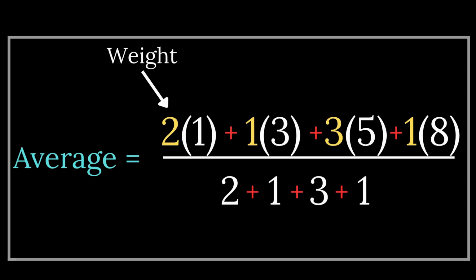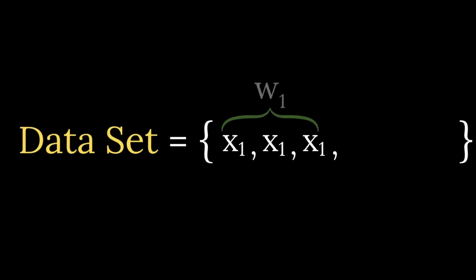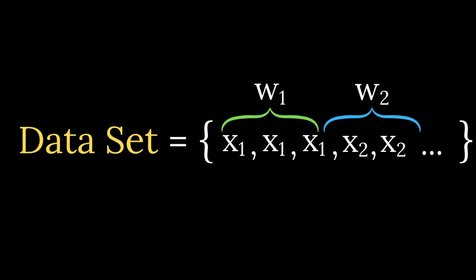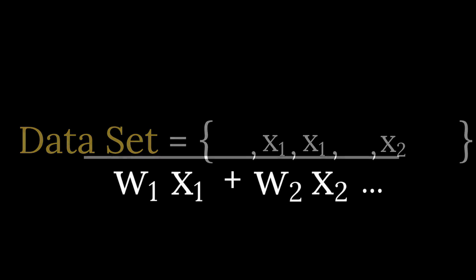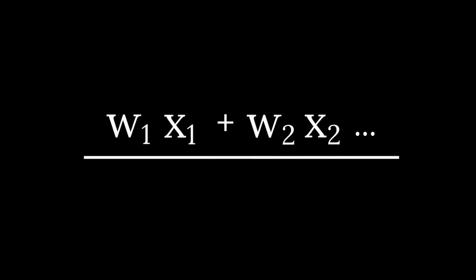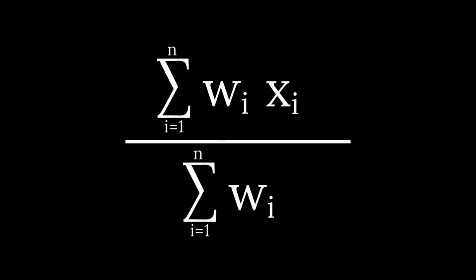This is conceptually the weighted average formula. Generalizing, if a certain number x1 appears w1 times, and x2 appears w2 times, and so on, then the average is simply summing up all the values, which is the number multiplied by its corresponding frequency, divided by how many overall times the numbers appeared, which is just the sum of all the individual frequencies. So in summation notation, the formula just becomes this: the summation from i equals 1 to n of xi times wi divided by that same summation of wi.